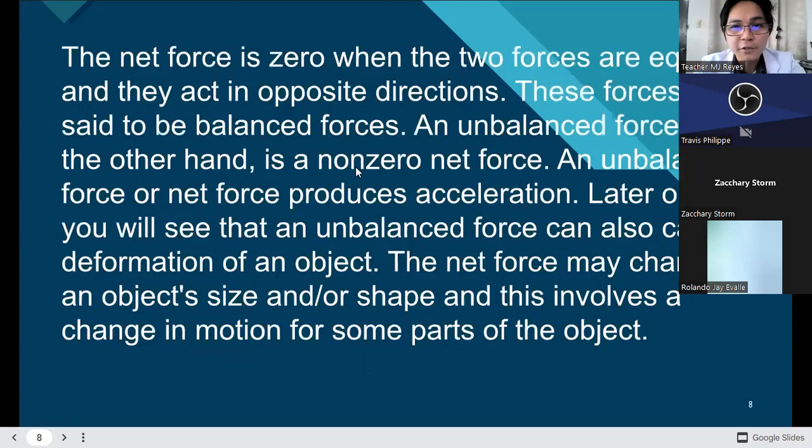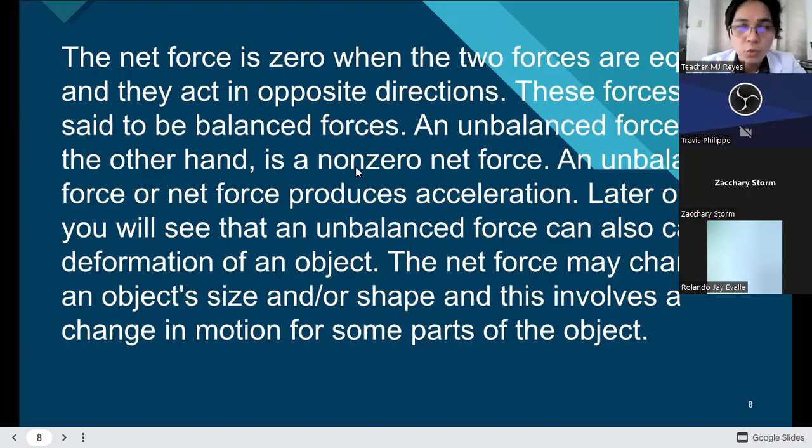The net force is zero when two forces are equal and they act in opposite directions. Okay? Equal. If there is a balanced force, therefore, there is no movement because, again, it is balanced. The force acting on the body and the force that you exerted are actually balanced, or the same, equal to zero. Okay, so what is an example for that?